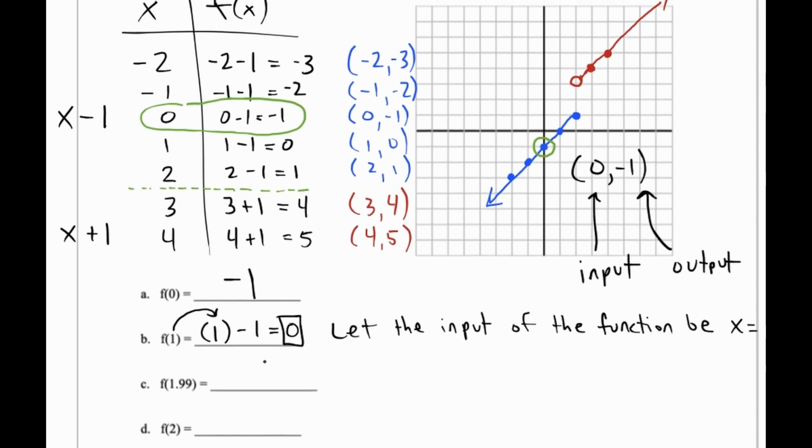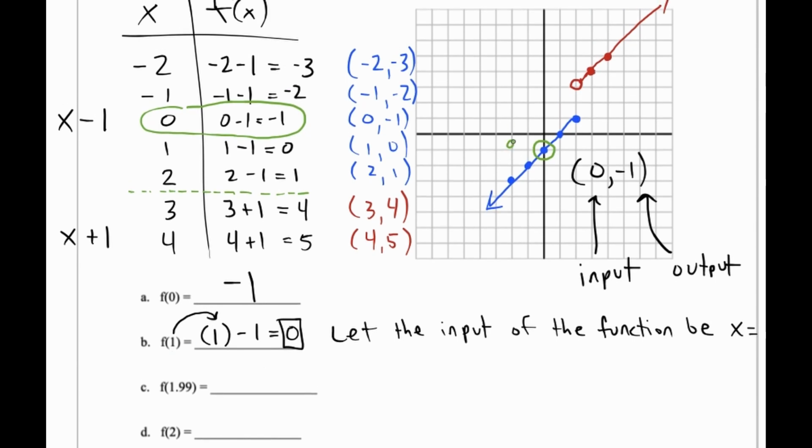Now, where is this on the graph? We said that this was the point that is discussed in part A. This is the point that's being discussed in part B, f of 1. So we are still on the x minus 1 formula. If we go to x's that are greater than 2, then we'll follow the x plus 1 formula.